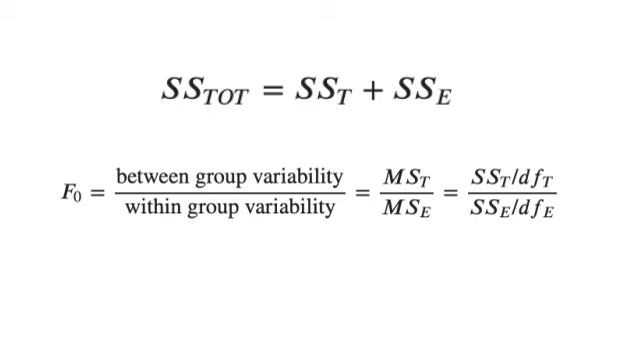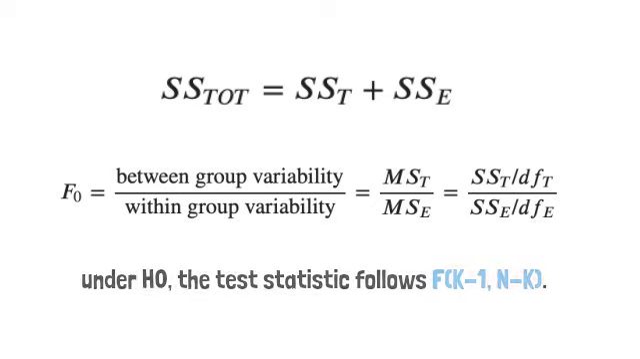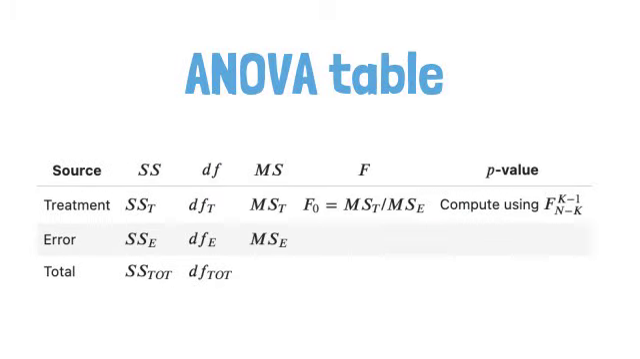The between group variability is computed as the treatment mean square, MST, which is the ratio of the treatment sum of squares over its degrees of freedom. Similarly, the within group variability is computed as the error mean square, MSE, which is the ratio of the error sum of squares over its degrees of freedom. Under the null hypothesis, this test statistic follows an F distribution with degrees of freedom k-1 and n-k, where k is the number of groups we're comparing, in our case 3, and n is the total sample size. Now, this might seem like a lot of information, but thankfully we can conveniently organize all of it into an ANOVA table.